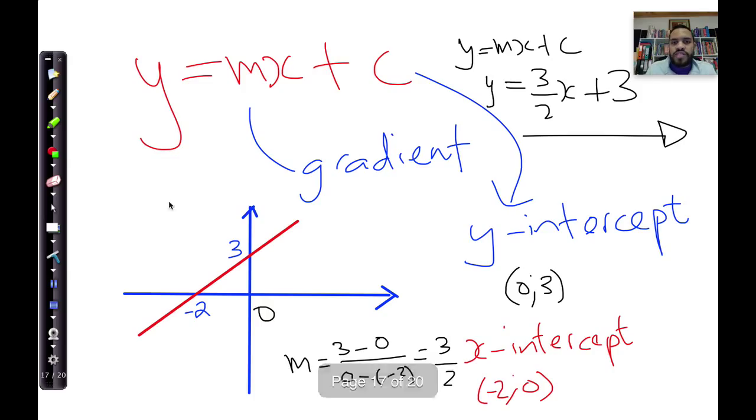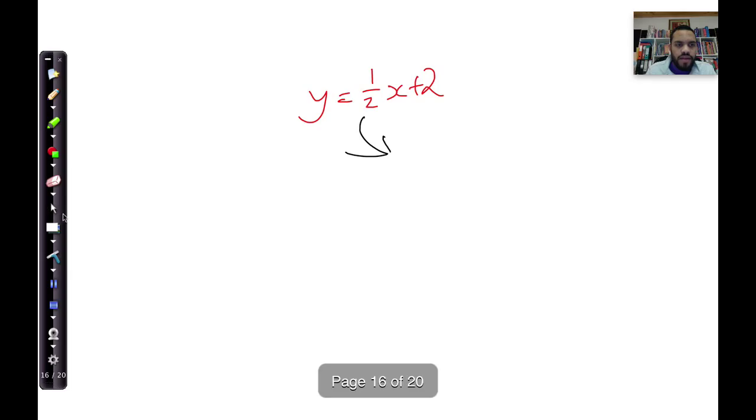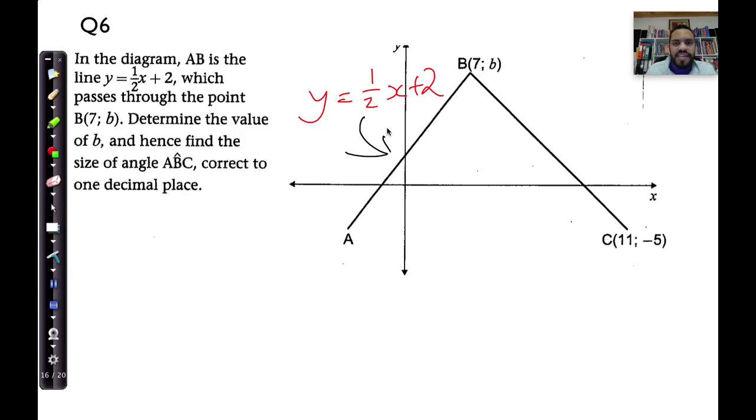If you're unsure of what's happening over here, this being y equals mx plus c, m the gradient, c the y-intercept, and how I found this equation just by knowing the gradient and already having the y-intercept, then take a moment, pause the video, read through it again, and then come back. Okay, so we will continue in the meantime.